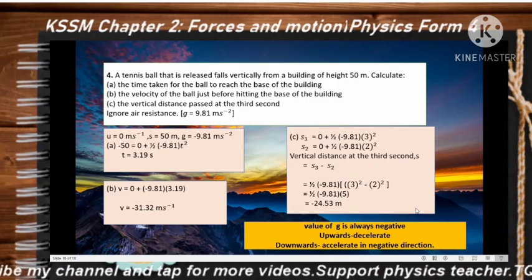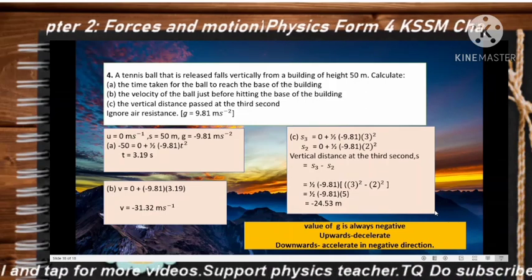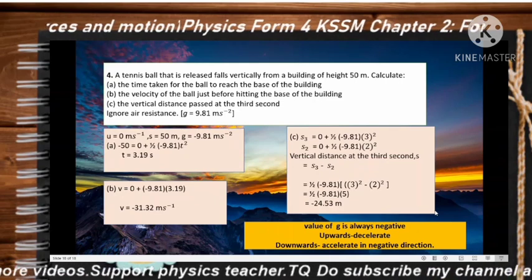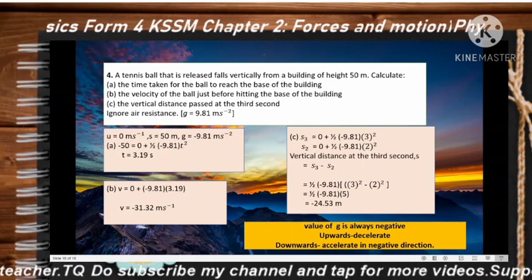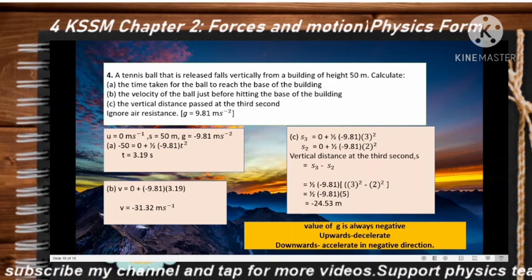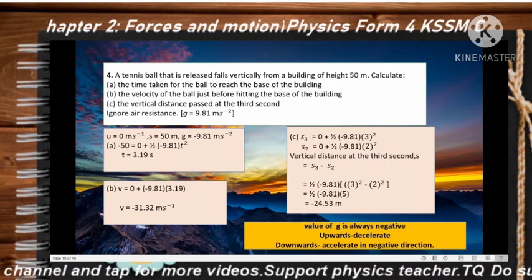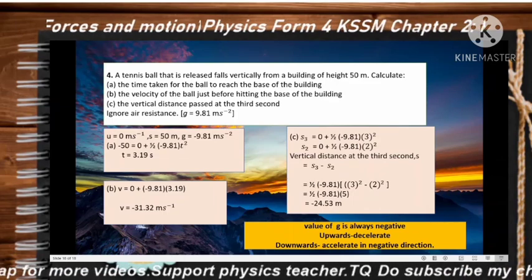So I hope you can understand about this problem solving by using the linear motion equations. For the free fall case, don't get confused. You must get familiar with the sign. Okay, so I will stop here.